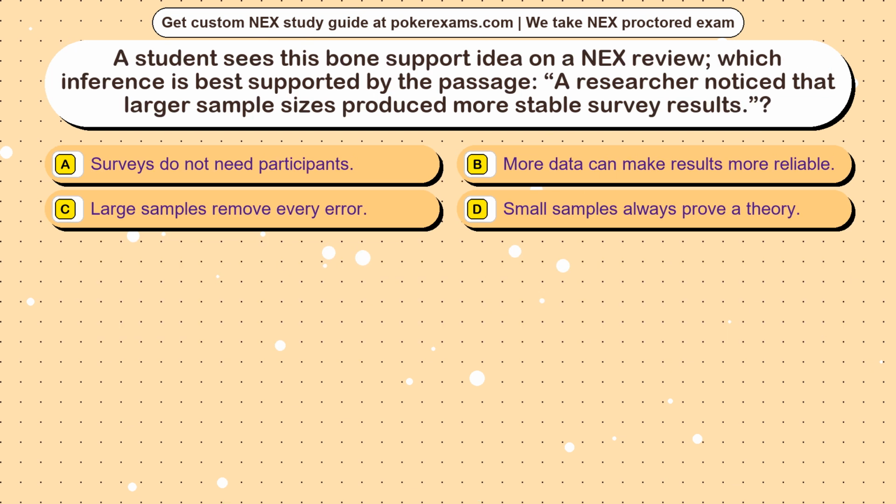Question 10. A student sees this bone support idea on a NEX review, which inference is best supported by the passage? A researcher noticed that larger sample sizes produced more stable survey results. Option A. Surveys do not need participants. Option B. More data can make results more reliable. Option C. Large samples remove every error. Option D. Small samples always prove a theory.